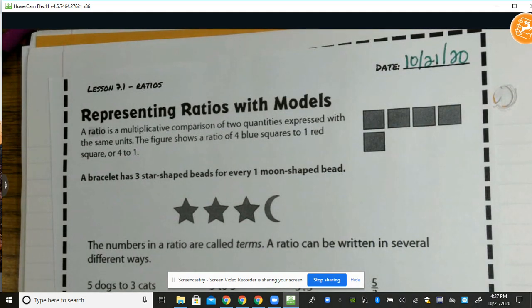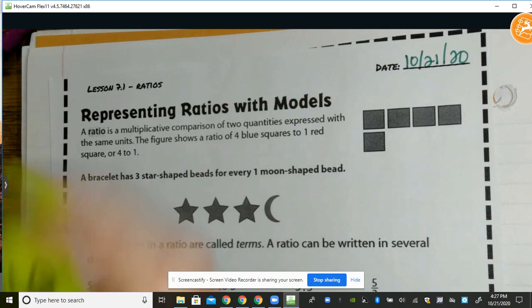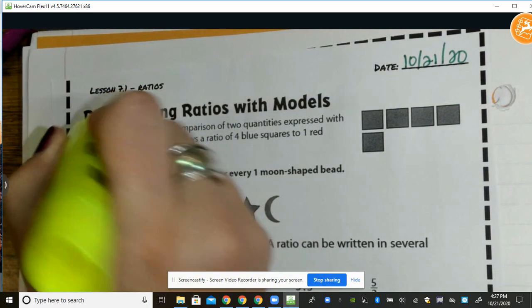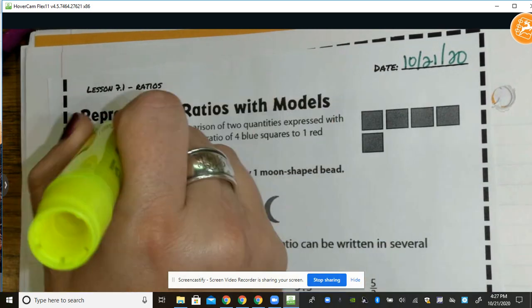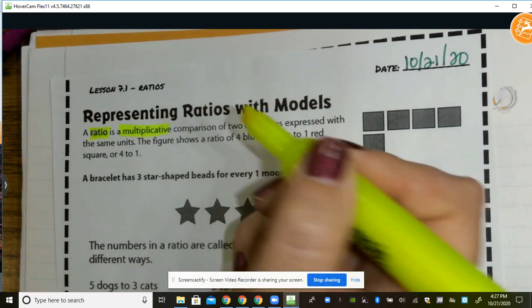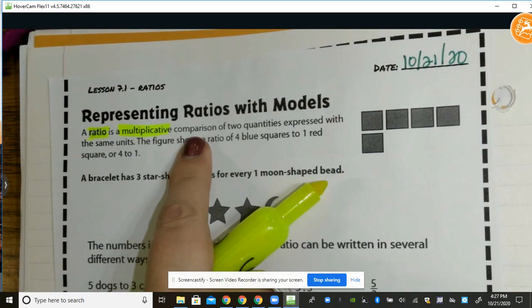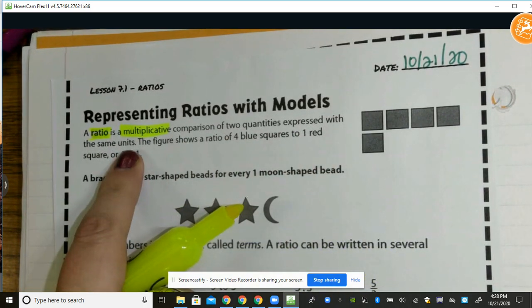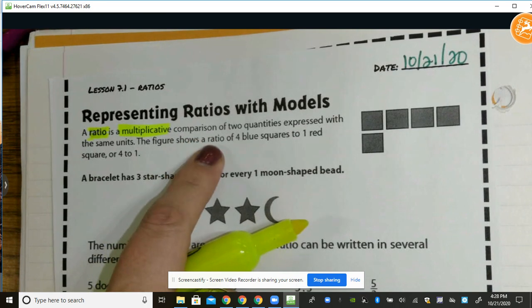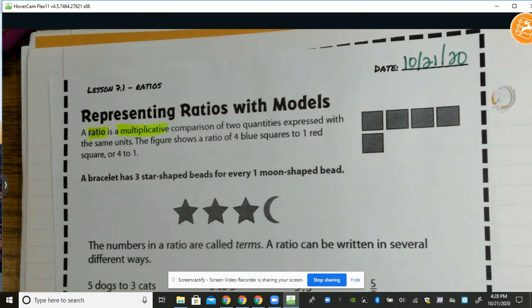So ratio, okay, grab my highlighter. Oh, put my highlighter up here. A ratio is a multiplicative, okay, that's a big word, but it just means a multiplication comparison of two quantities expressed with the same units. The figure shows a ratio of 4 blue squares to 1 red square.